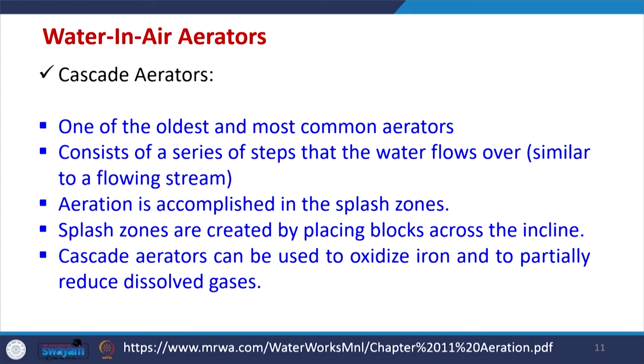It consists of a series of steps over which the water flows, similar to a flowing stream, and through that the aeration happens. Aeration is accomplished in splash zones, which are created by placing blocks across the inclined space. They can also be used to oxidize iron or to partially reduce the dissolved gases. So, these are the cascade type of aerators.